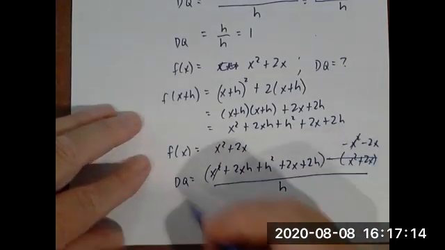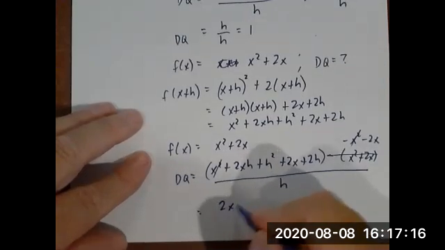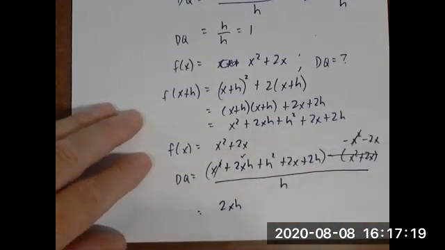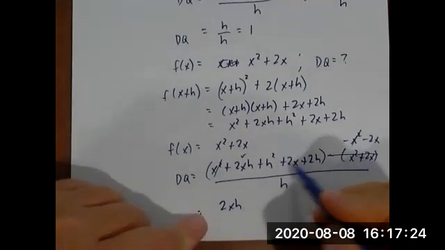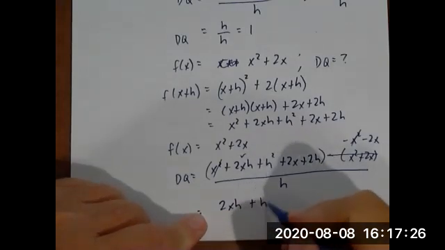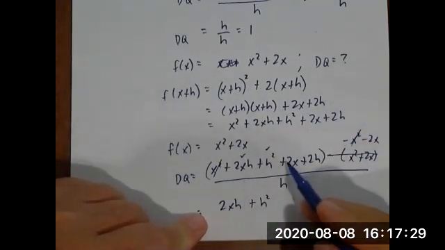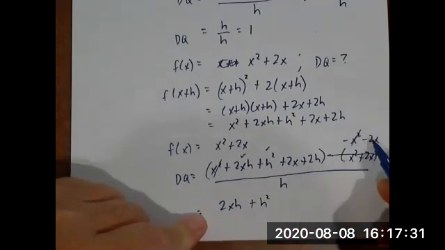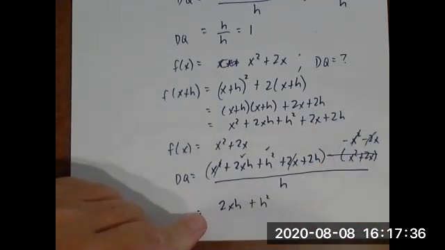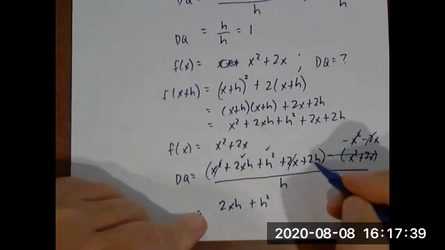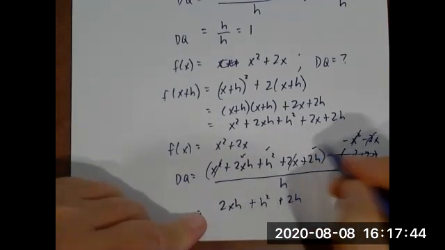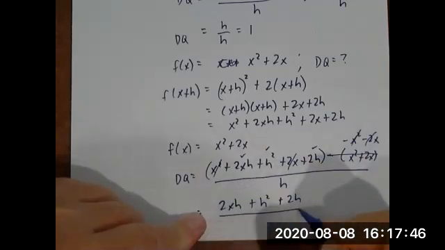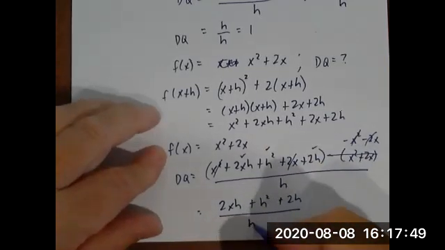2xh, there's nothing to combine it with. So the 2xh is still here. A lot of times I even mark each of my terms, to make sure I don't forget any. Here's h squared, nothing else to combine it with. Here's 2x. Here I've got a negative 2x. What's 2x minus 2x? They also cancel out. And then here I have a 2h. And all that is over h.